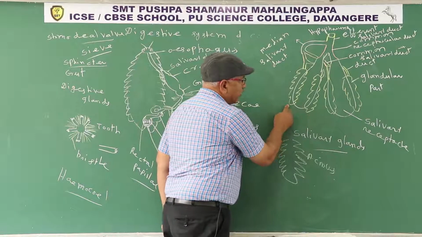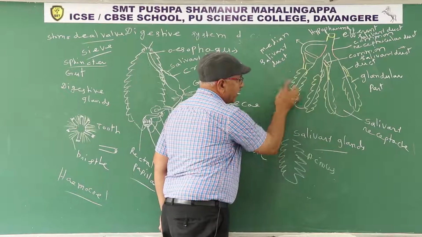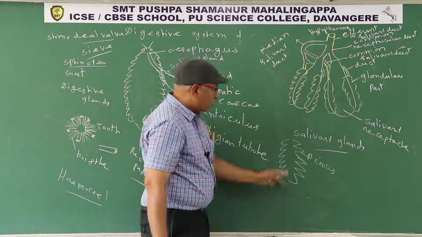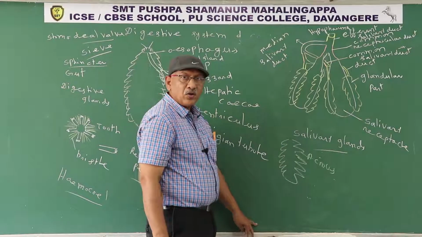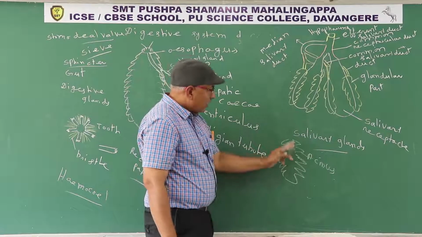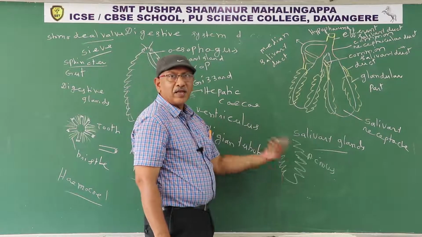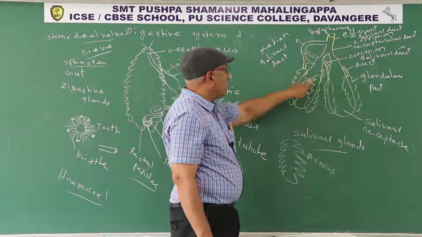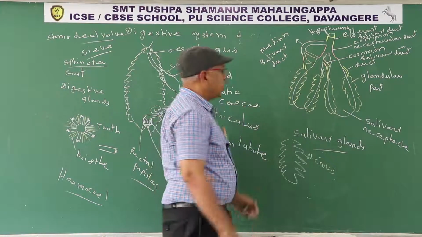Glandular part is in the form of two lobes. They are present one on either side of the salivary receptacle. The glandular part contains several small lobes known as acini, singular acinus. The cells of acini produce salivary juice. The salivary juice is temporarily stored in the salivary receptacle.